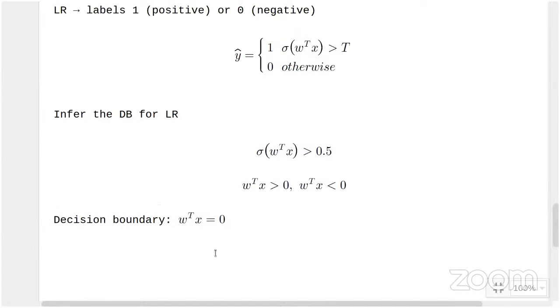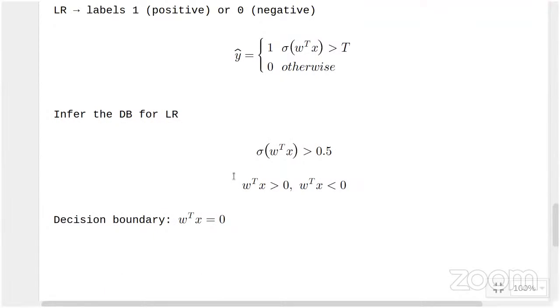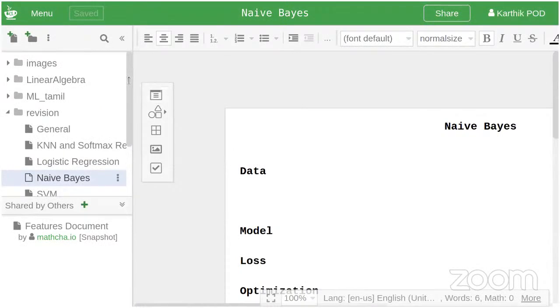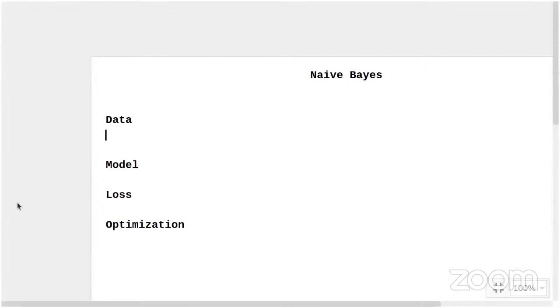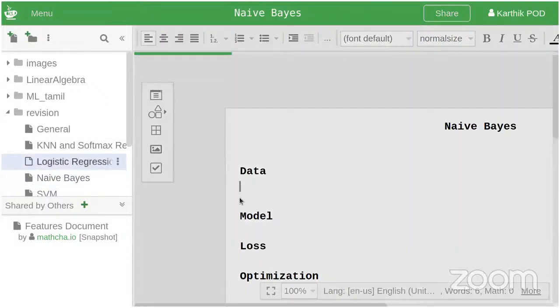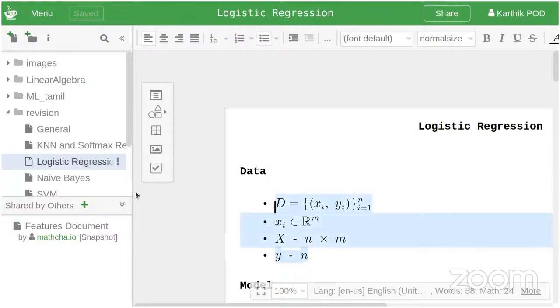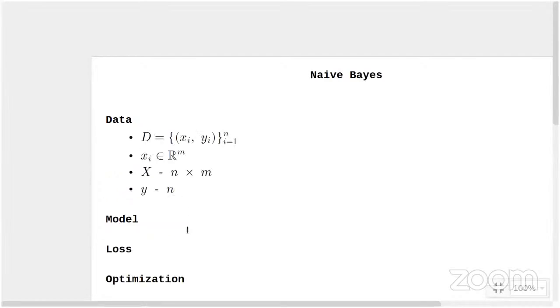Okay, I hope there are no other questions. If there are any, please stop me now. Otherwise, I'll go to Naive Bayes. The data is pretty much the same, so let me just copy the whole thing there. We'll be dealing with the same data representation.